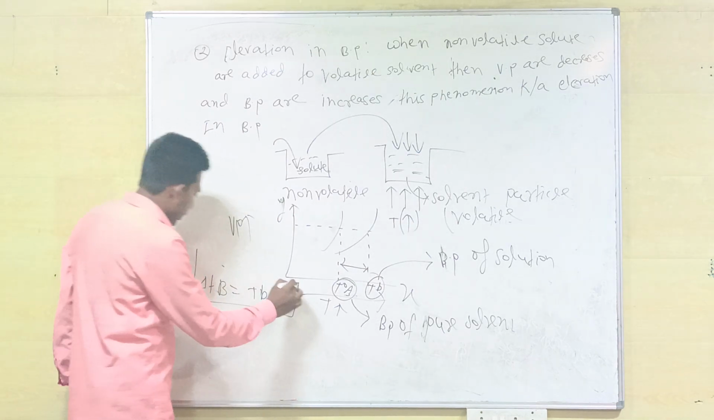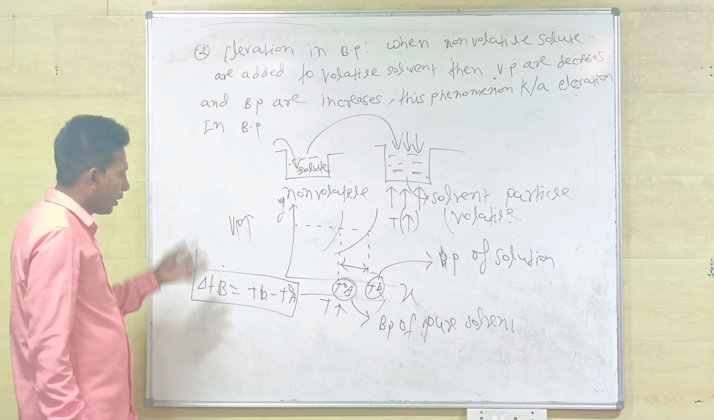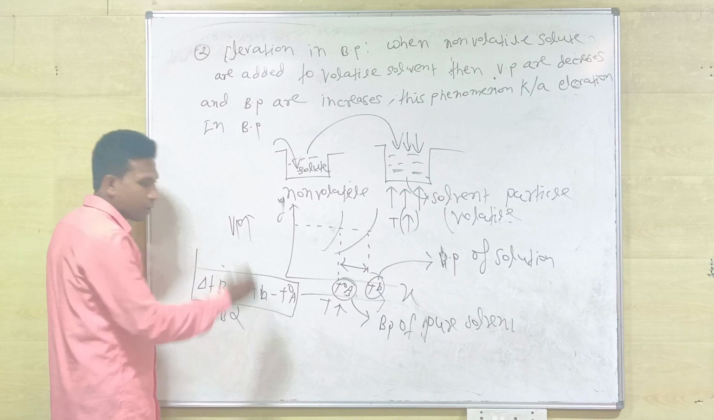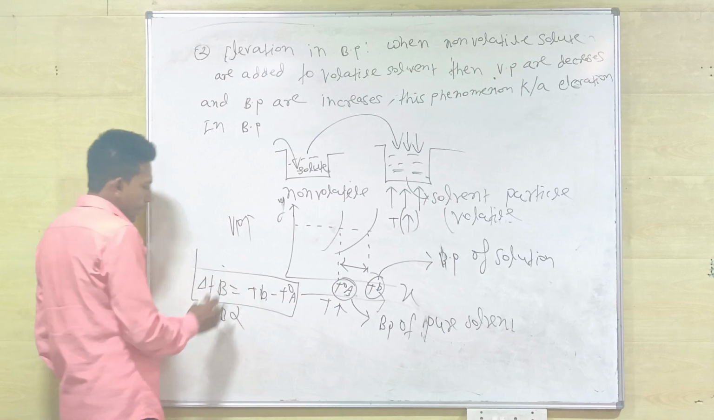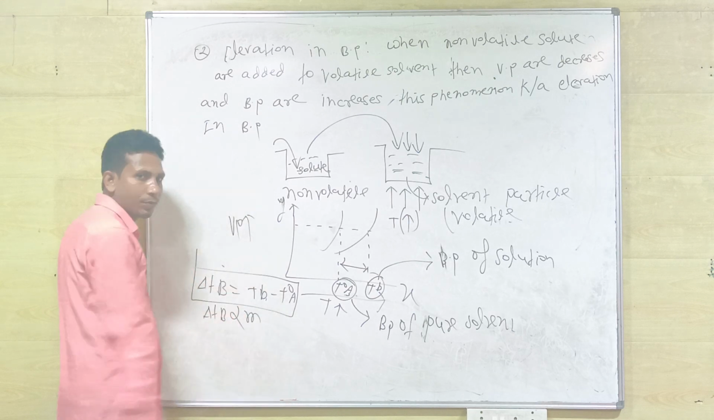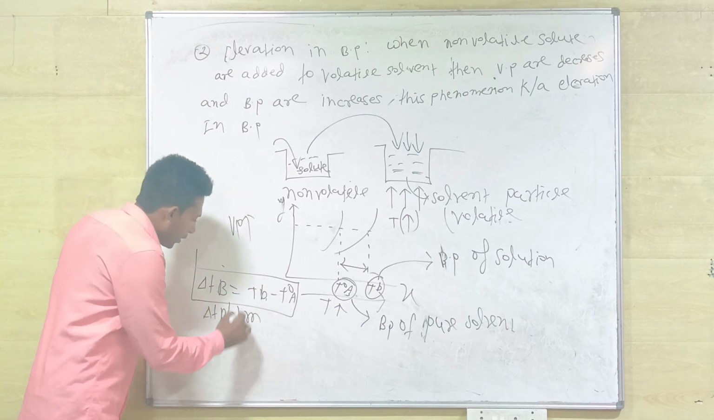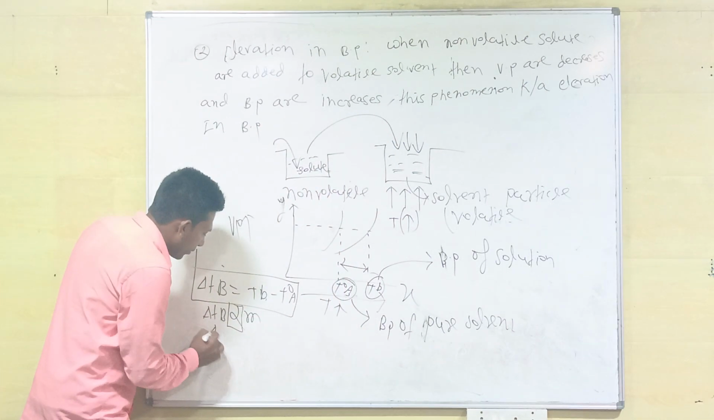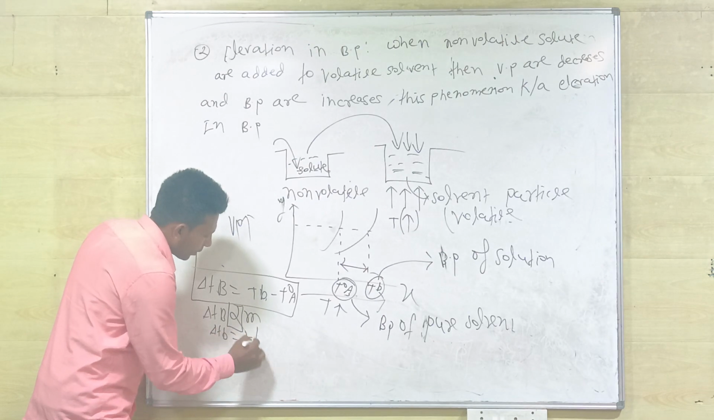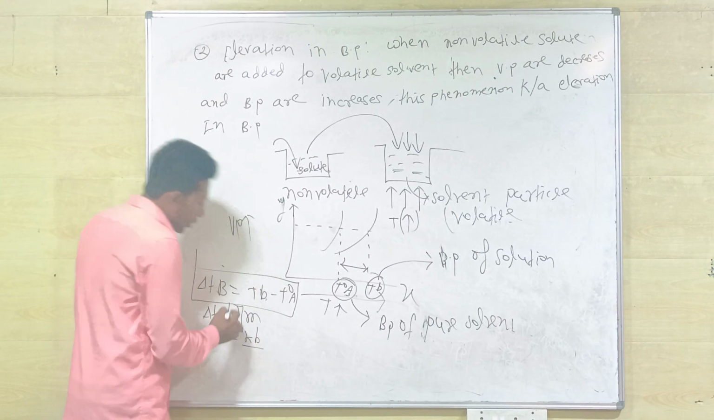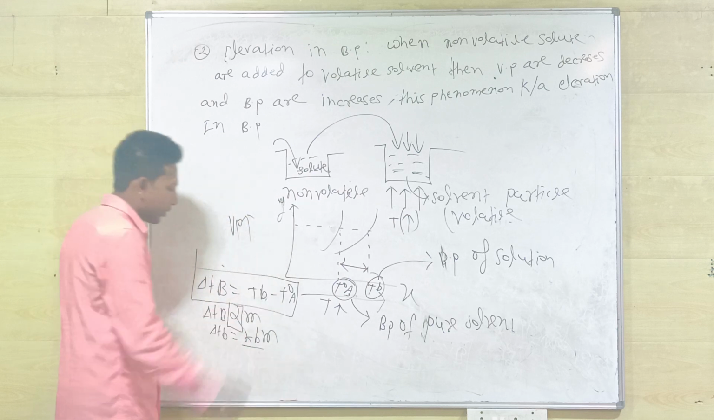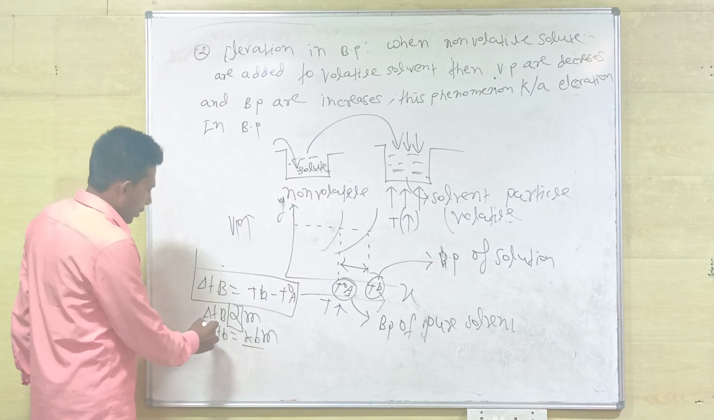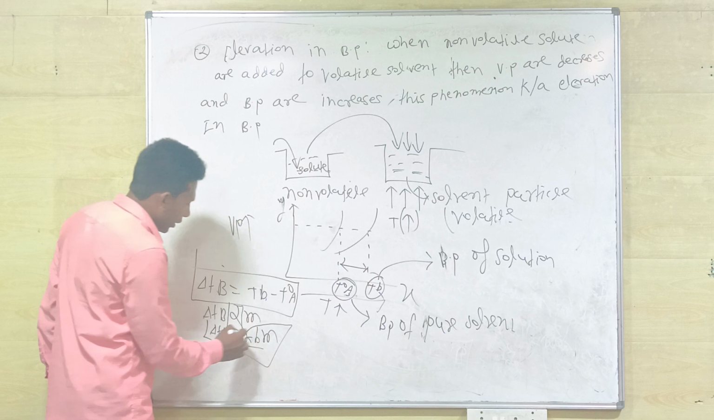This is the elevation in boiling point, and experimentally we got that del TB, the elevation in boiling point, is directly proportional to molality. If we remove the proportionality sign, there will come some constant. So del TB is equal to KB times m, where KB is the constant and m is molality, and this is also equal to the elevation in boiling point.